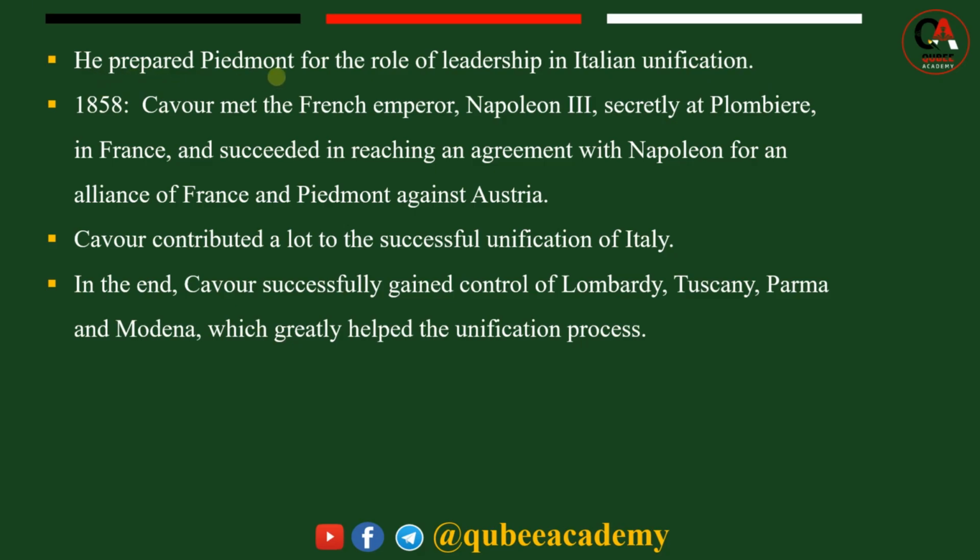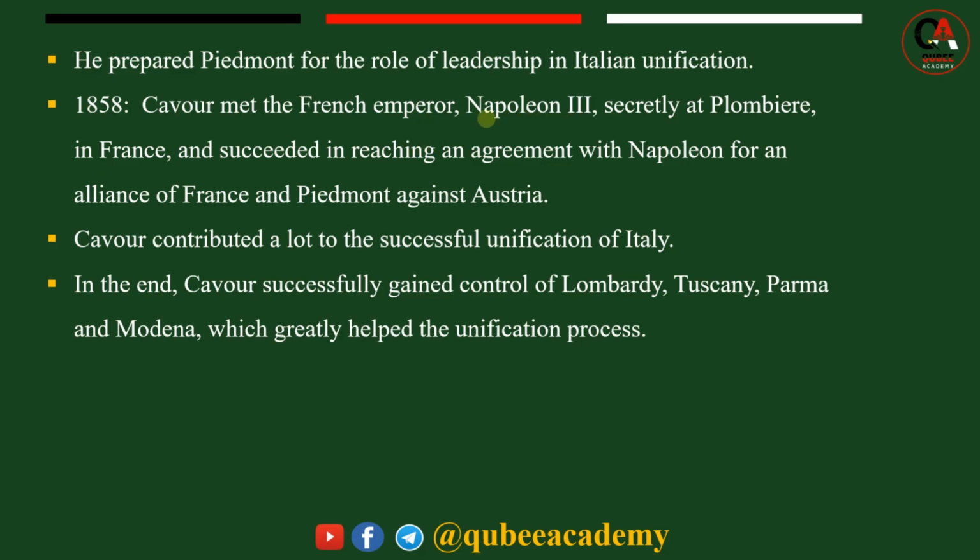So Cavour prepared Piedmont for the role of leadership in Italian unification. This one is the most important one: his diplomatic skill. Around 1858, Cavour met the French Emperor Napoleon the Third.